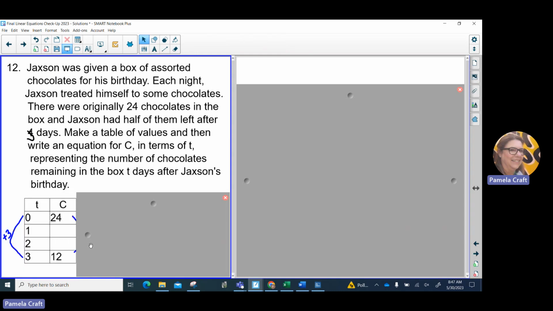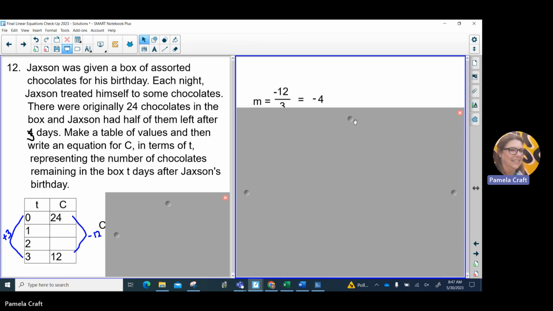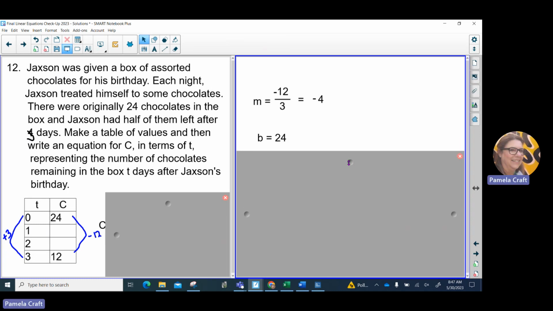So our table, really the only thing that we know is he started with 24 before he ate any of them. And then on day 3, he had half left. So that would be half of 24, which is 12. So I can use that information to get my m, or my slope. So my m is negative 12 over positive 3, which simplifies to negative 4. So I have an m of negative 4. And then, of course, my y-intercept is 24.